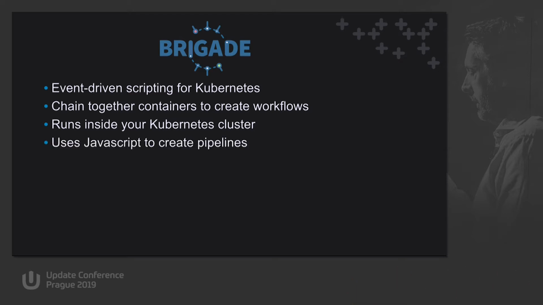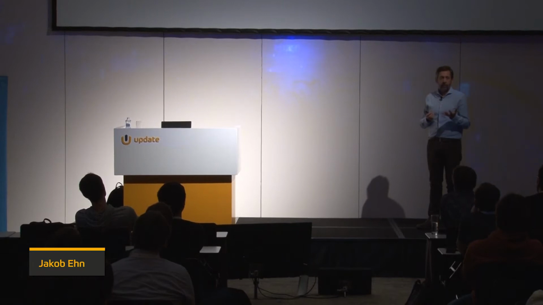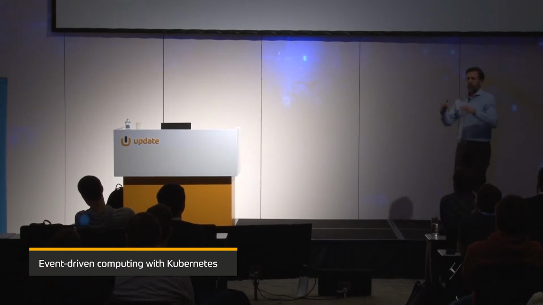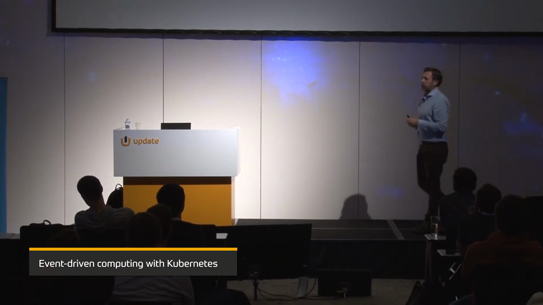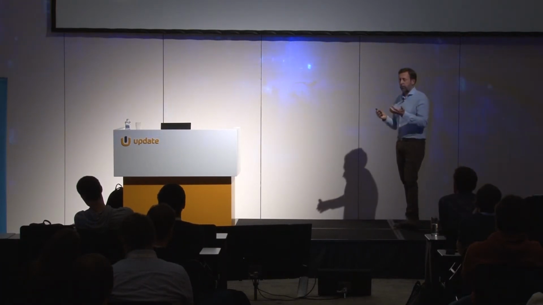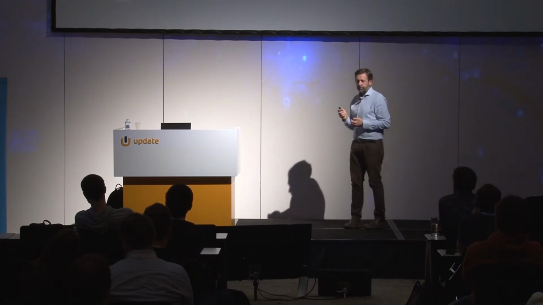And Brigade uses JavaScript to create these pipelines. So the idea is that you're using all these existing container images, either the ones that already exist or custom images that you build, and then you use JavaScript to just chain these things together. You know, decide what tasks should I run, what parameters do I need to send them, should I run them serially, sequentially, or in parallel, those kind of things.